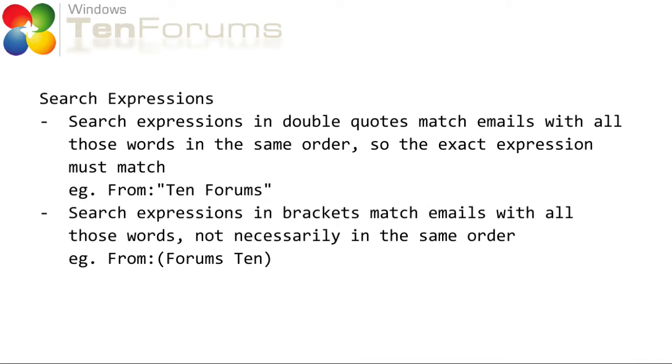When you are writing your search expression after the keyword, you can enclose your search expression in double quotes or in brackets, which depending on where you are, you might also call parentheses. Search expressions in double quotes will match emails with all those words in the same order, so the exact expression must match. So for example, if you said from colon then 10 forums in double quotes, that would match an email from 10 forums. Search expressions in brackets also match emails with all those words, but they don't have to be in the same order. So if you said from colon and then in parentheses forums 10, that would match also emails from 10 forums.